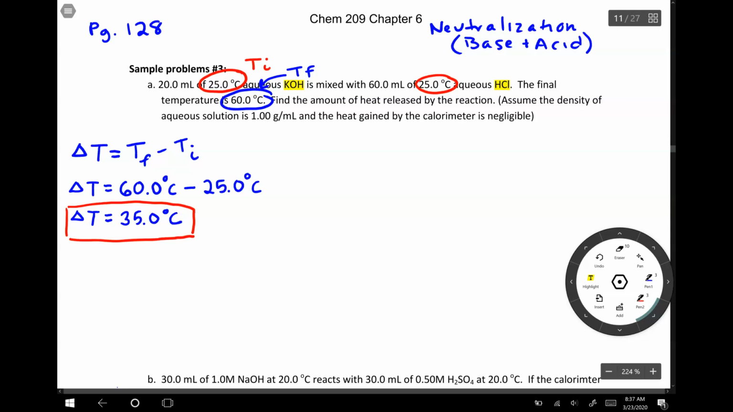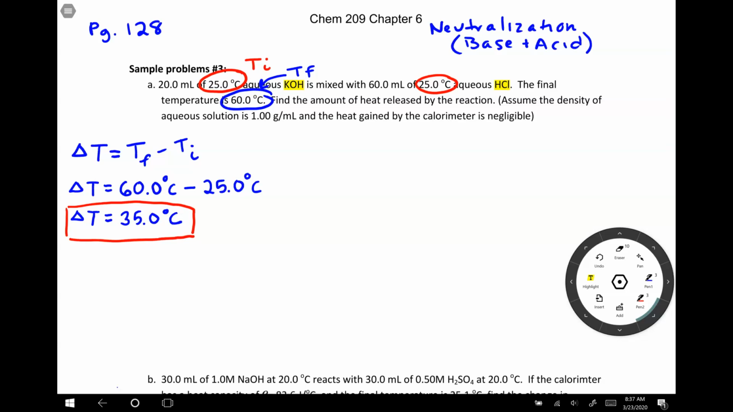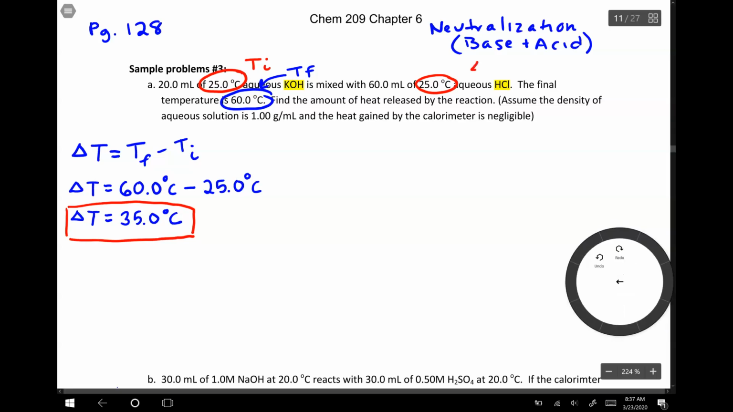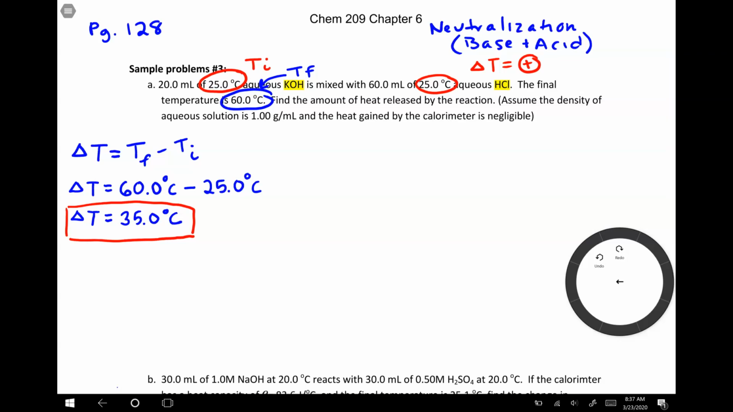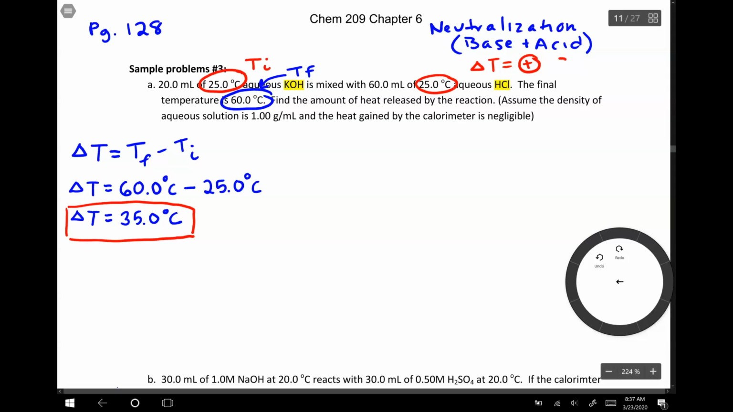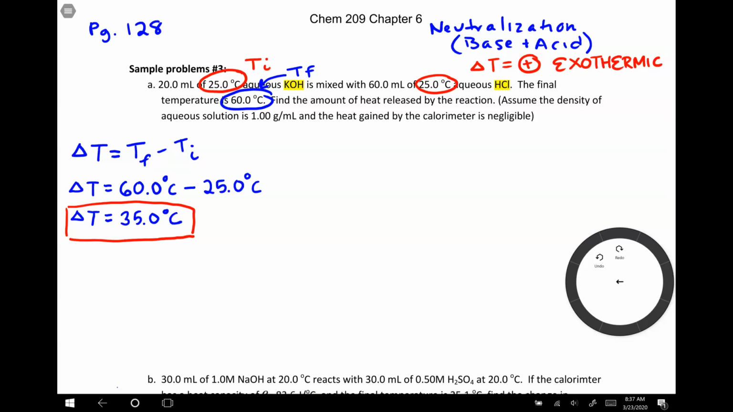Now looking at this delta T, because it is a positive number, I want to think about what type of reaction is happening inside my coffee cup. Delta T is positive, in which case the reaction must be releasing heat to heat up the solution inside. So what I can say about this reaction, because delta T is positive, it must be exothermic. And I can tell that by looking at the change in temperature that's given to me in the problem.